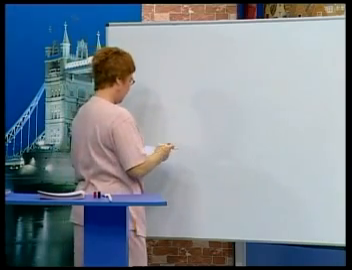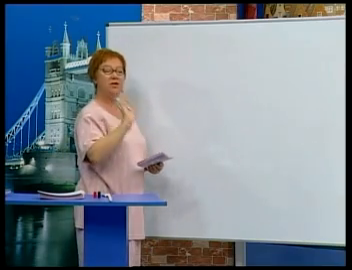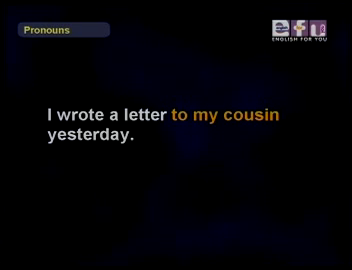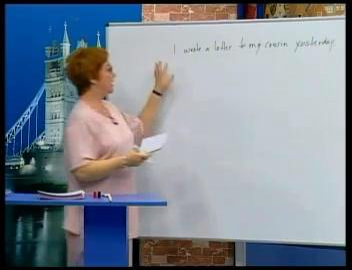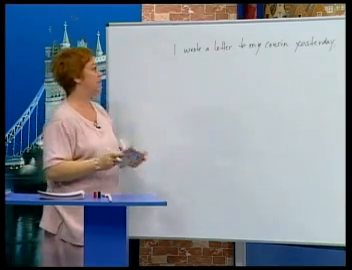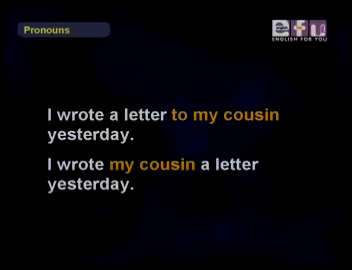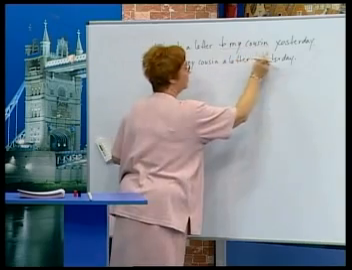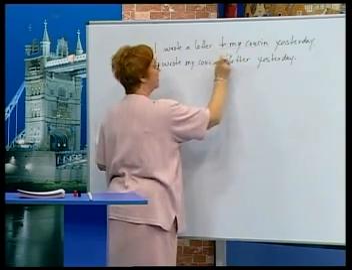All right. Now, we're going to change the direct and the indirect objects. So, I wrote a letter to my cousin yesterday. Okay, Susan, I want you to change it. I wrote my cousin a letter yesterday. Okay? So we moved this, we put it here, and we took out "to."